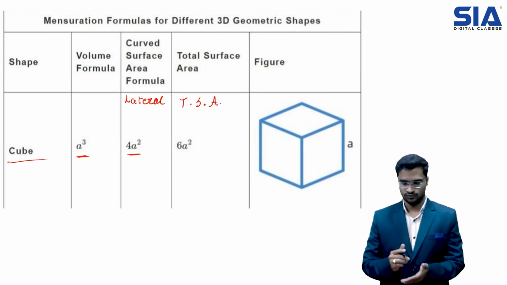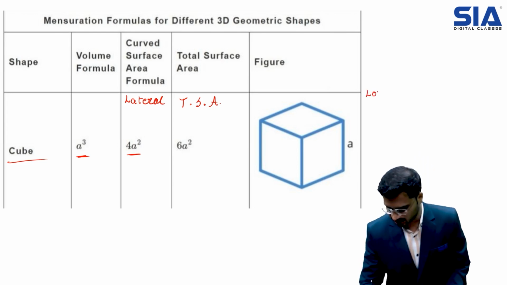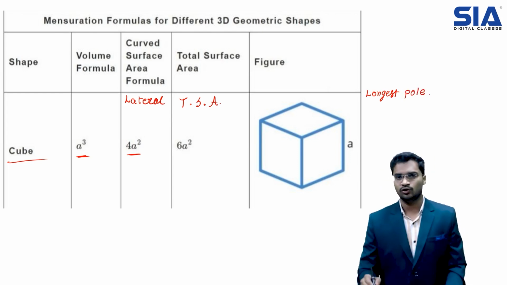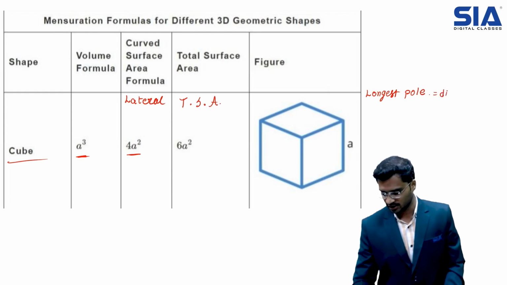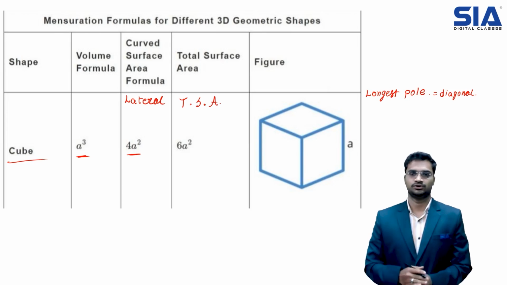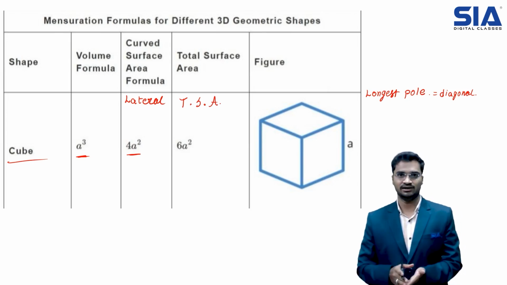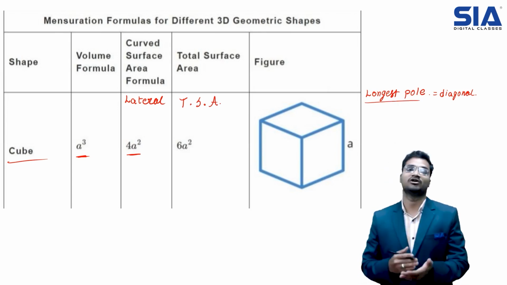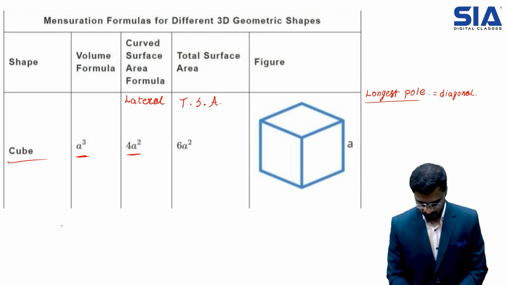Now in this particular question, they will ask what is the longest pole that can be fixed in a cube. So longest pole is nothing but the diagonal of a cube. They will not ask it as diagonal because it is inappropriate to ask as diagonal. So they will ask what is the longest pole.